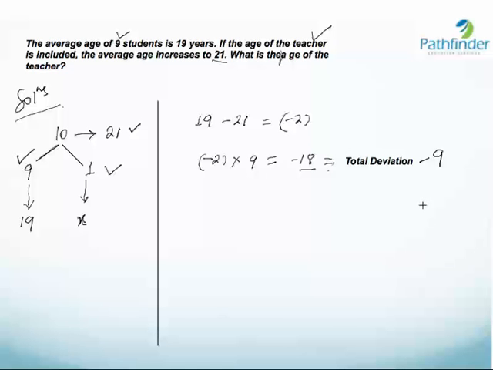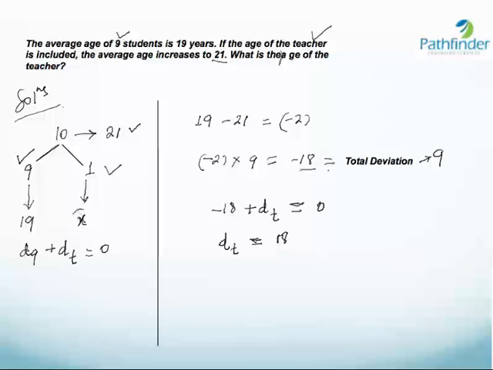So minus 18 is equal to the total deviation, and this total deviation is on 9 students. And we know that the deviation on the 9 students, which I have written there as D9, plus the deviation on the age of teacher, the sum must be equal to 0. So minus 18 plus the deviation of teacher must be equal to 0, and that will give us the value for deviation of the teacher. So deviation on the age of teacher must be plus 18.